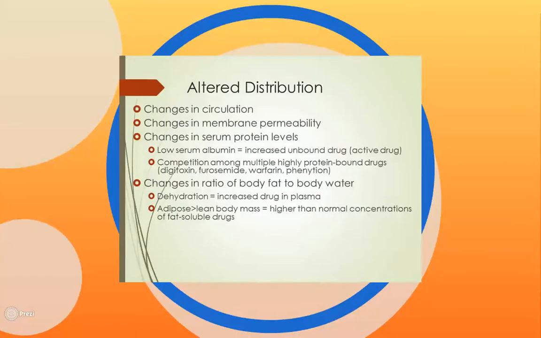Distribution: those changes in circulation and membrane permeability. Protein levels, we talked about low serum albumin. And with low serum albumin, we'll actually see an increased unbound drug, which is the active part of the drug, and more competition among other highly protein-bound drugs like digoxin, Lasix or furosemide, warfarin, or Coumadin. And that change in the ratio of body fat to body water is why we end up with higher than normal concentrations of fat-soluble drugs.